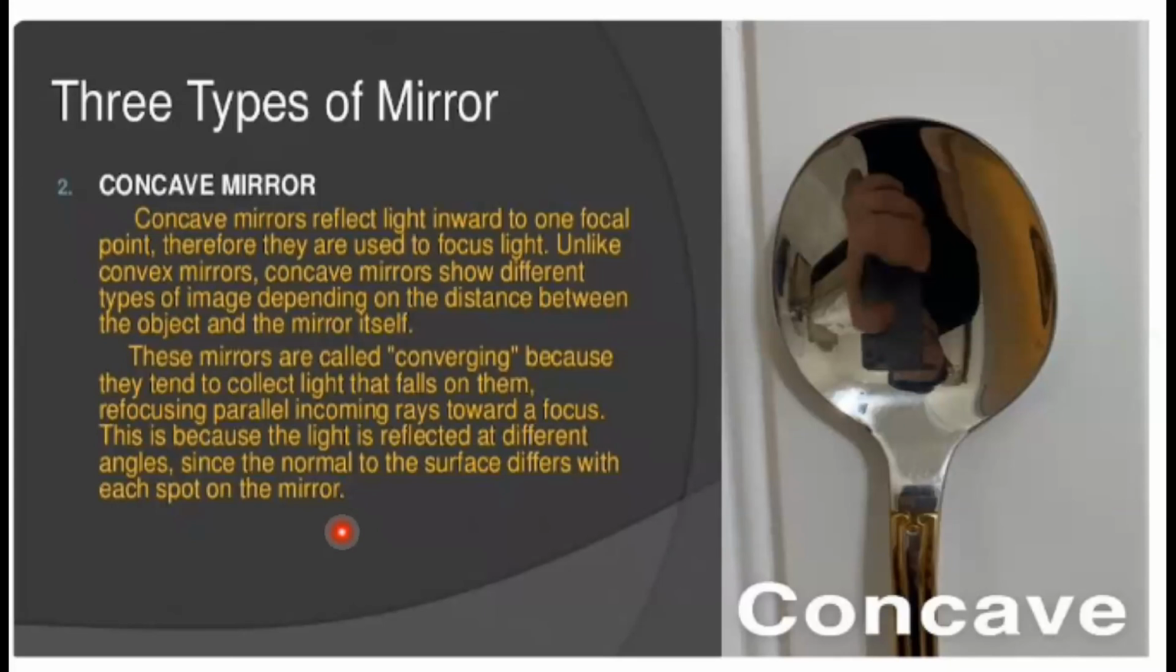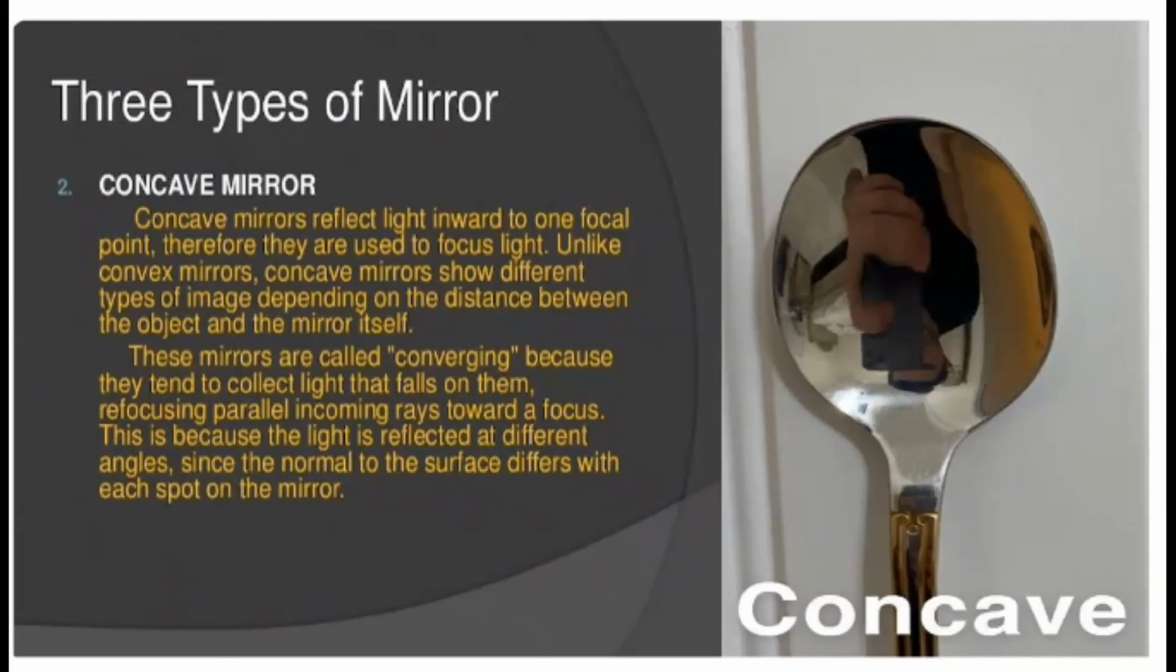Now see here, to the right hand side of the slide, we have a spoon. You can see a person is taking a photograph, a selfie. And see how the image of the person is seen. The person is seen as inverted. Now this is a surface of the spoon which is bent inward. So such type of mirror would be called a concave mirror. The one which is bent inward, such mirror would be called a concave type of mirror.